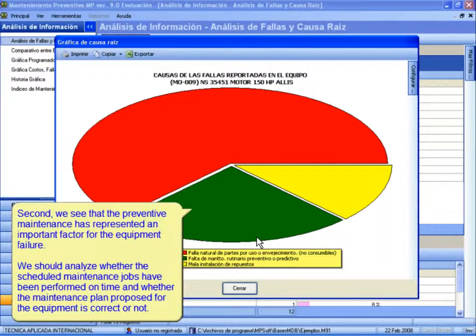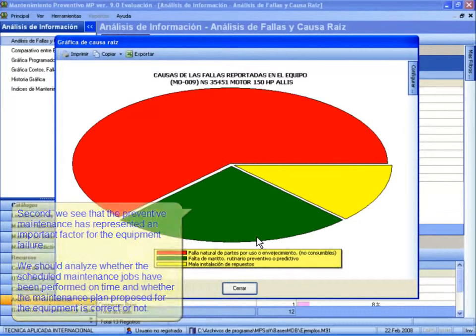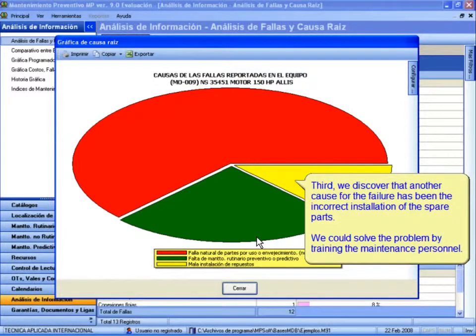Second, we see that the preventive maintenance has represented an important factor for the equipment failure. We should analyze whether the scheduled maintenance jobs have been performed on time and whether the maintenance plan proposed for the equipment is correct or not. Third, we discover that another cause for the failure has been the incorrect installation of the spare parts. We could solve the problem by training the maintenance personnel.